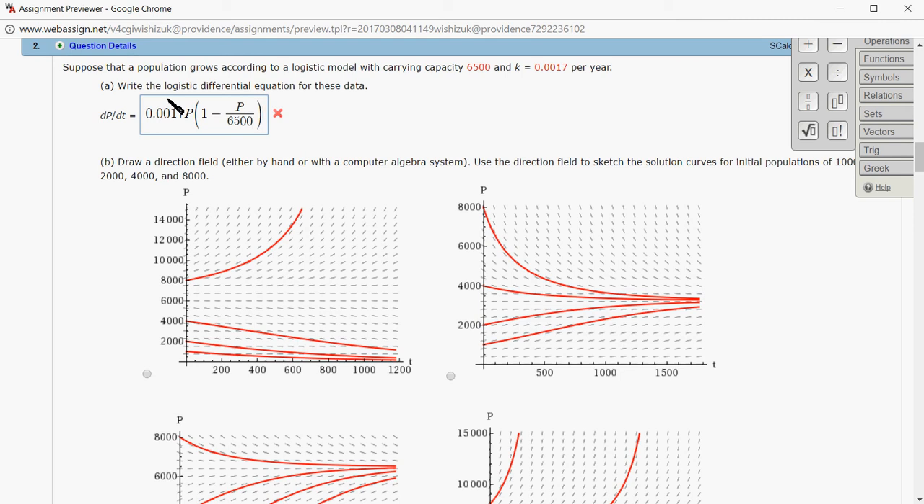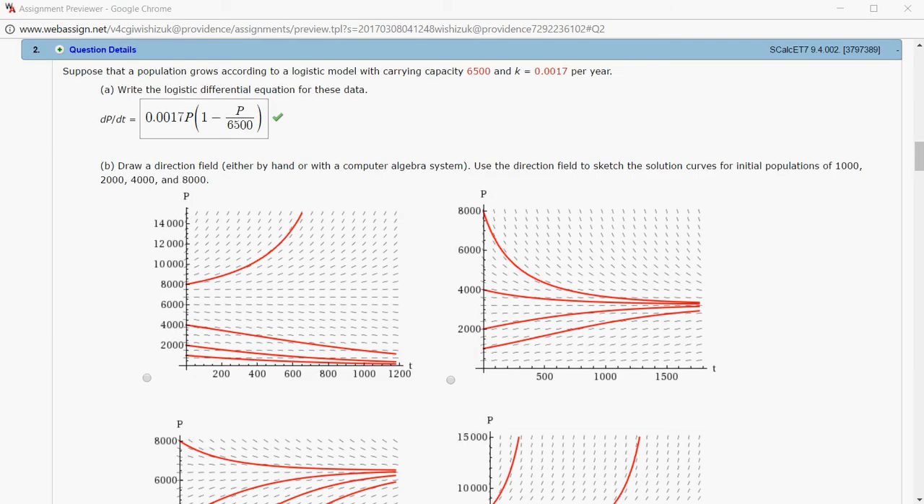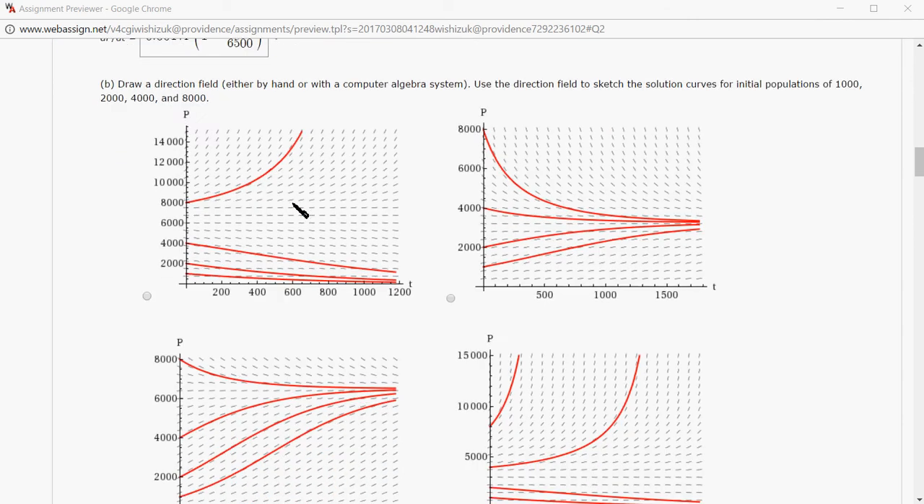Alright, so let's check the answer first. Alright, submit for testing. Alright, it came back and looks like we got part A correctly. Alright, then let's do part B.